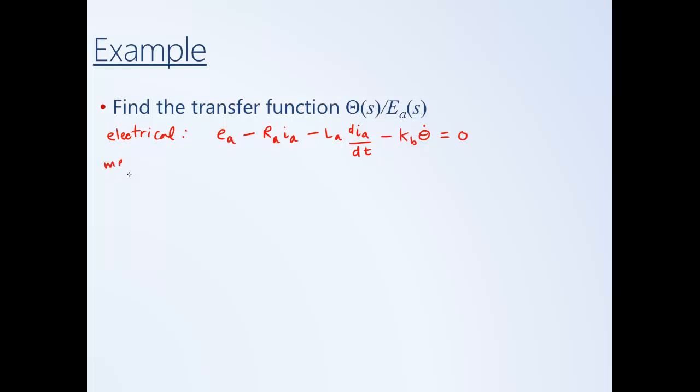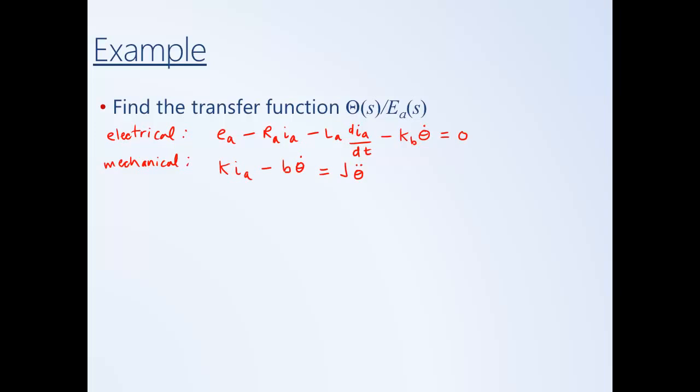Then we also had a differential equation for the mechanical aspect of the DC motor, where we had an external torque T, which, using our coupling relationships, is equal to the motor torque constant times the current through the armature. And then we had the frictional torque opposing the motion of the rotor, and it's equal to J alpha, where angular acceleration is theta double dot.